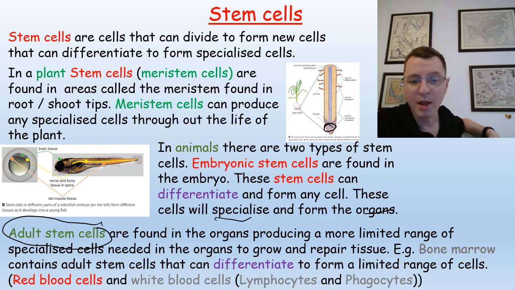For example, in bone marrow, in that kind of tissue, they contain adult stem cells that can differentiate to form a very limited range of cells: the red blood cells, white blood cells, the lymphocytes and the phagocytes. Now this is very important because you need to replace your red blood cells about once every 4 months. You need to completely replace every single red blood cell in your body. And if you get ill, you certainly need to produce more lymphocytes and phagocytes than the white blood cells.